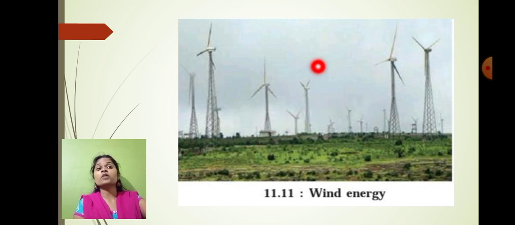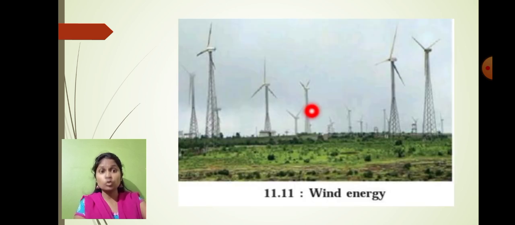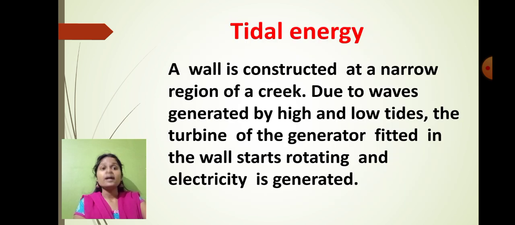So this is how the windmill looks. If strong winds come, these windmills will rotate and rotate and rotate. Because of the rotation of the windmill, electricity will be generated. So this is how electricity is generated by means of windmills using the strong wind. And the windmill is even used to draw water from wells, in the larger scale, right?